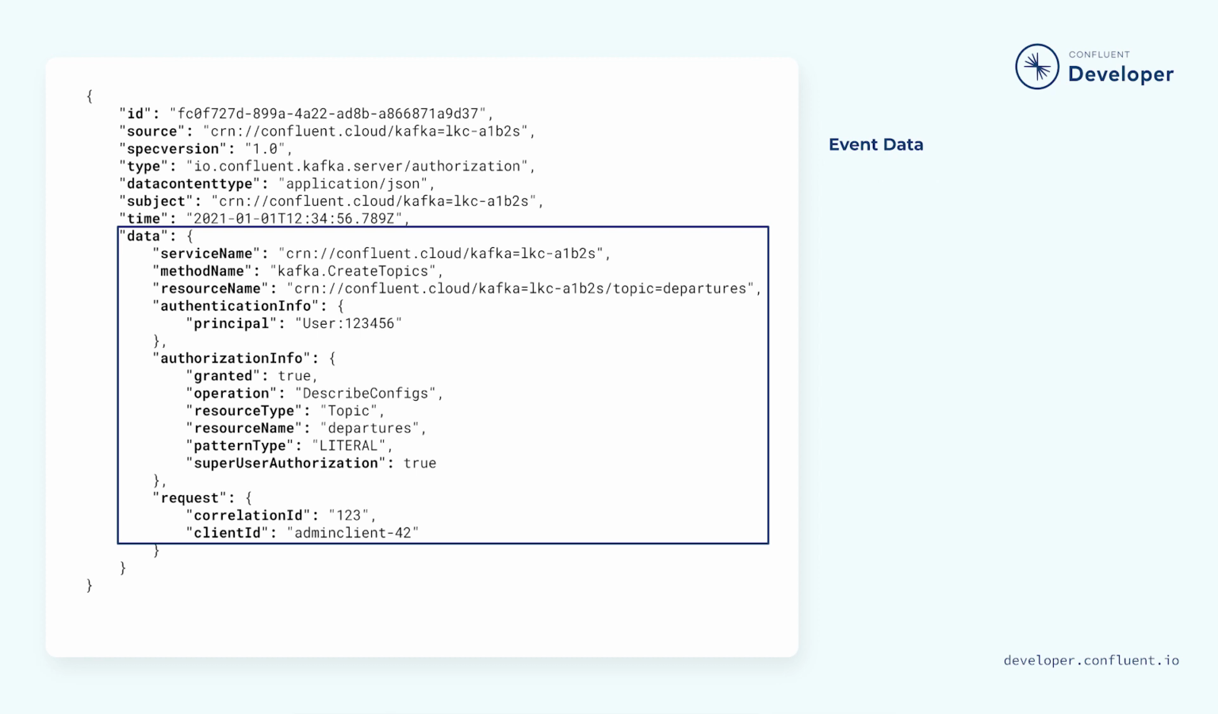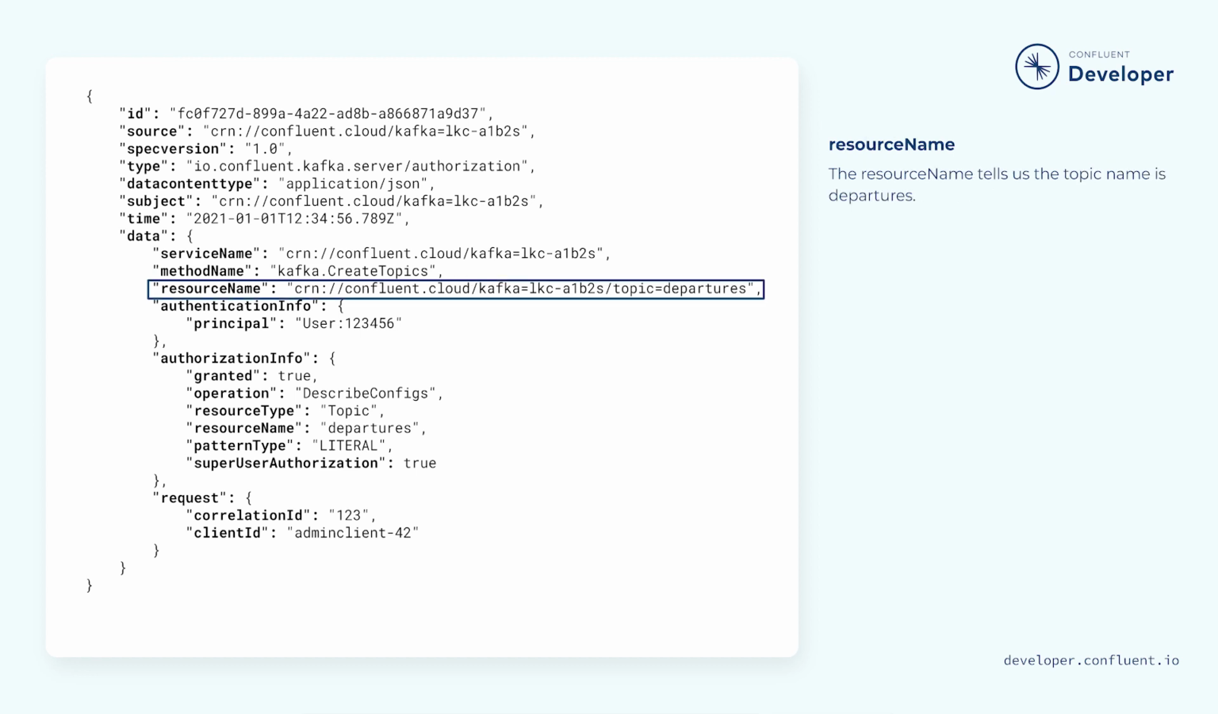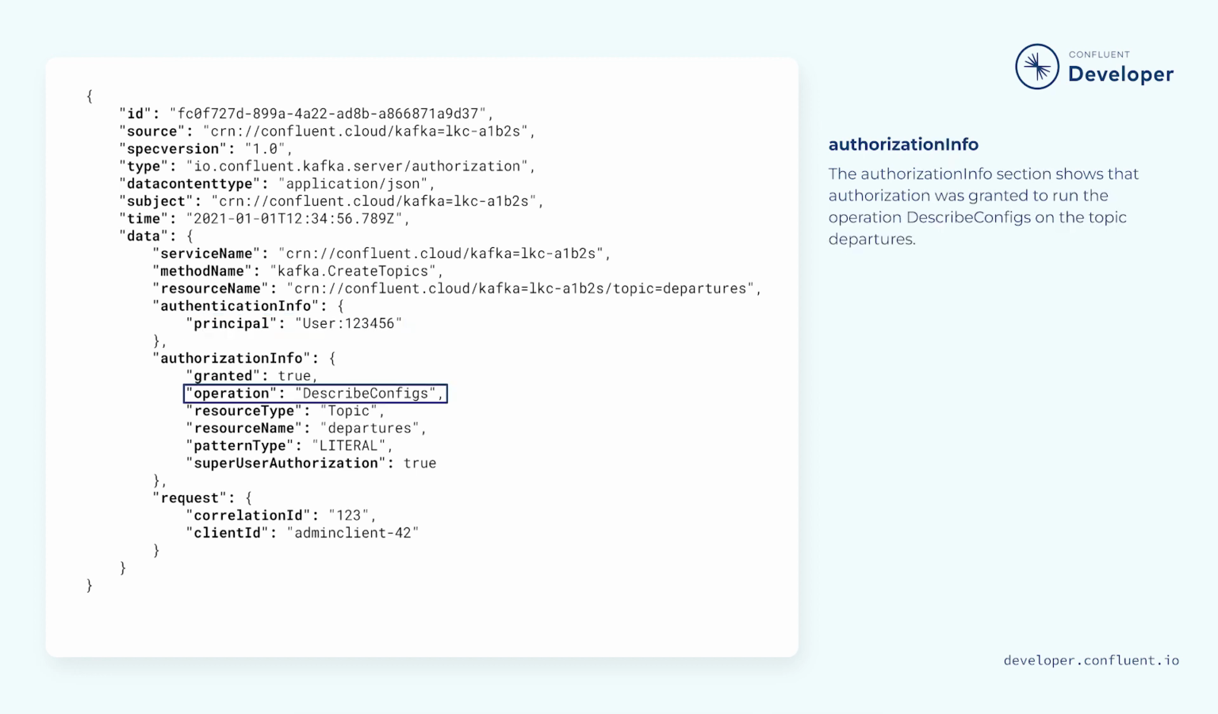In the event data properties section, the data payload includes event data details for the authorization event. The service name shows the event occurred in the Kafka cluster LKC-A1B2S. The method name shows the authorization was for creating a topic. The resource name tells us the topic name is departures. The authentication info shows that the authenticated user account was 123456.